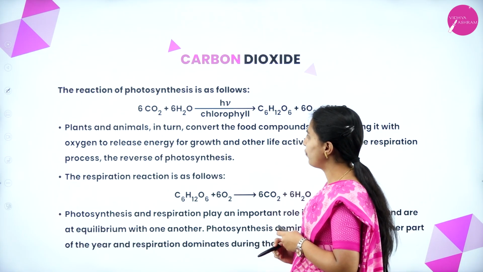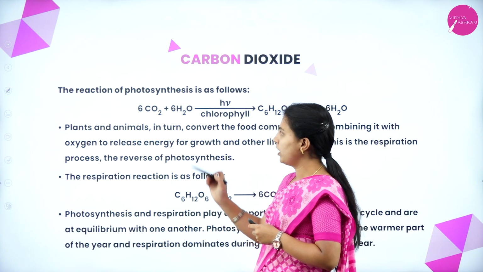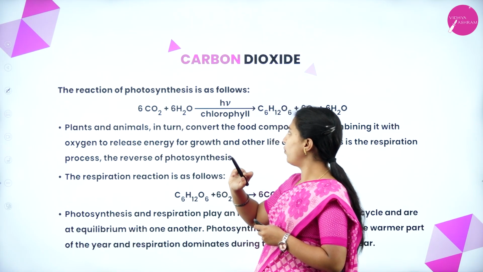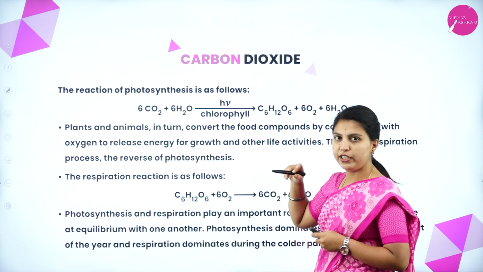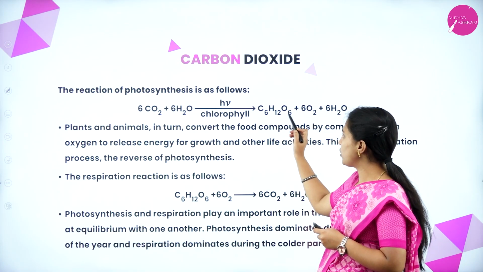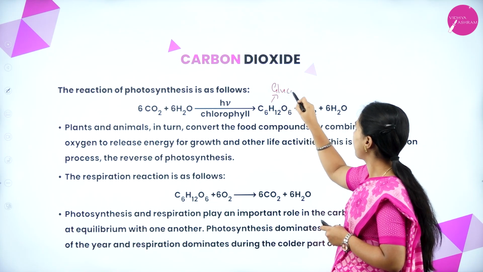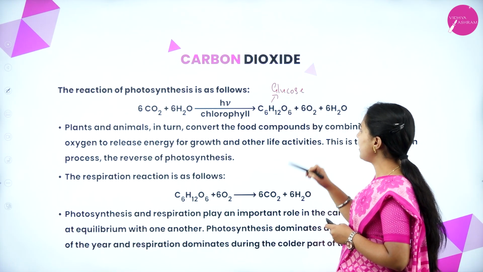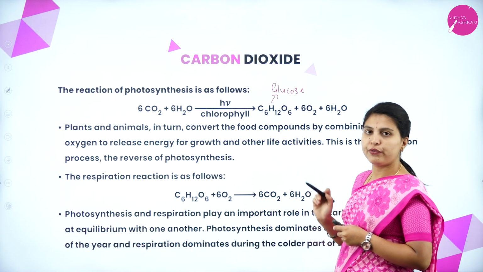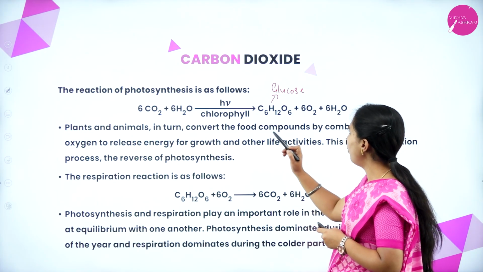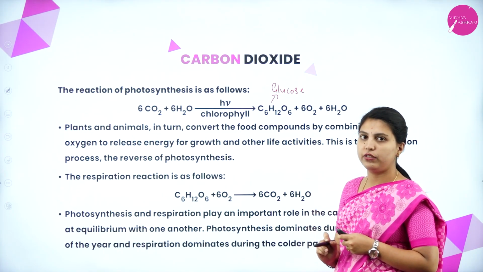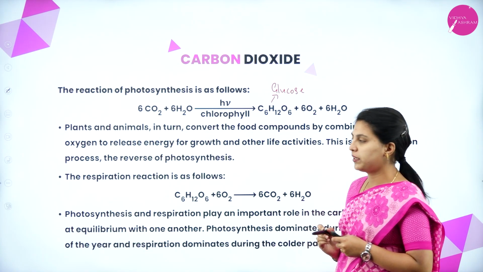The reaction of photosynthesis is as follows: 6CO2 plus 6H2O, in the presence of sunlight and chlorophyll, forms C6H12O6, which is glucose, and oxygen and water will be formed. This is the overall photosynthesis reaction which you have studied in 10th.